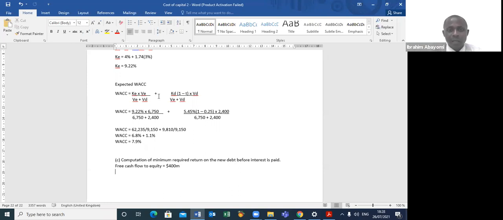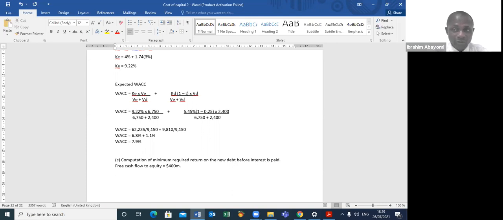When I do that, I will rearrange the formula. At the current market value of equity, I will compute a new free cash flow to equity. That new free cash flow to equity is what I should earn at the new level of debt I'm taking. Let me be practical so that everyone will understand. This is the formula I've given you for the dividend valuation model. The same thing we are going to modify here.